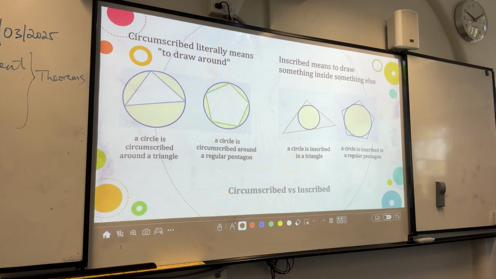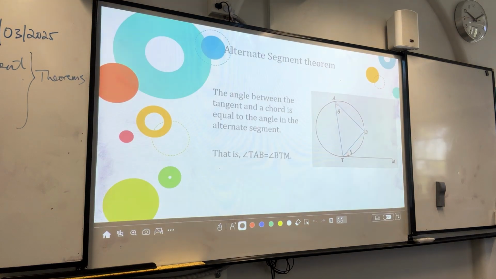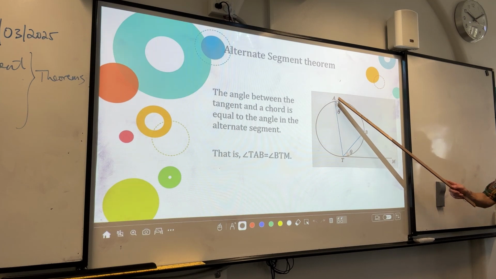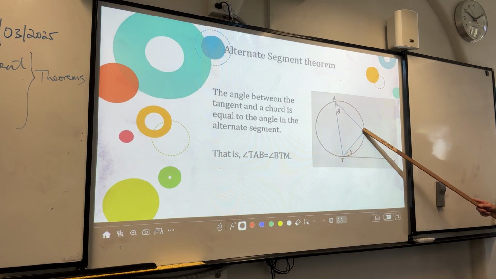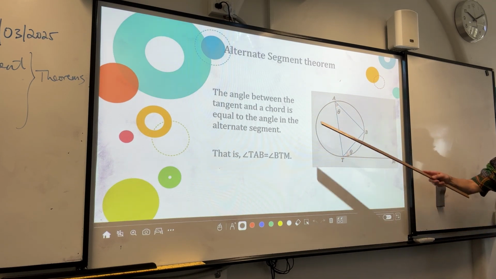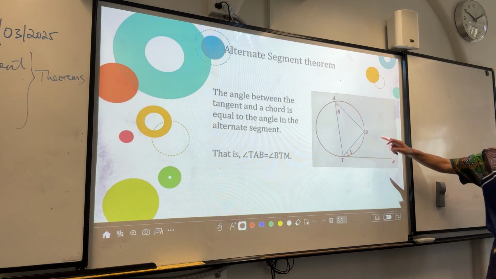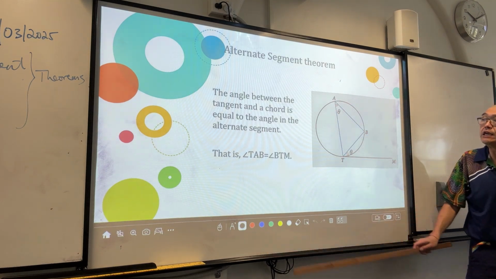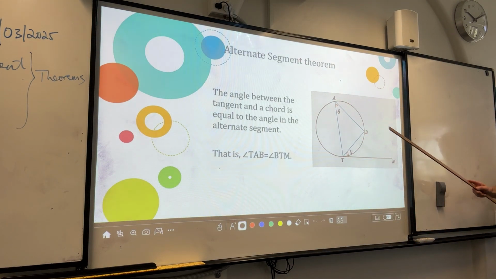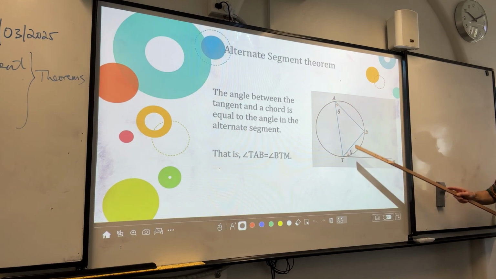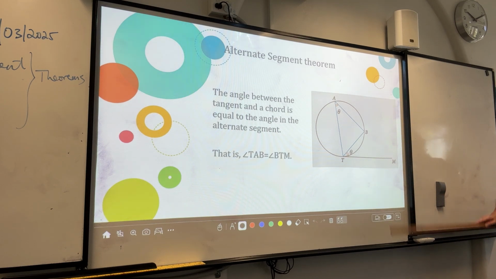The reason I'm doing this is because when we look at the next one, the alternate segment theorem, you need to know that the circle is circumscribed around the triangle. The angle between the tangent and the chord, chord AT, is equal to the angle in the alternate segment. So this is the angle in the alternate segment, and this angle is the same as that angle. So you need to know that. We need to really prove that angle TAB is the same as angle BTN.